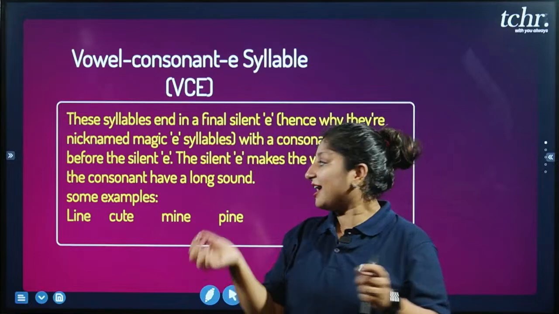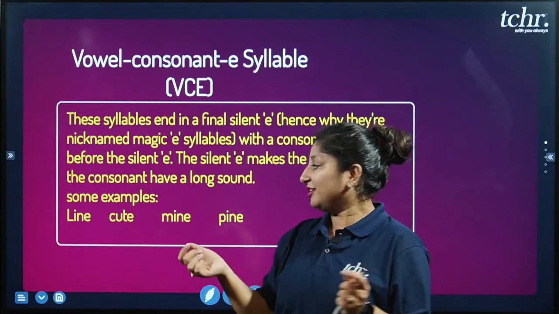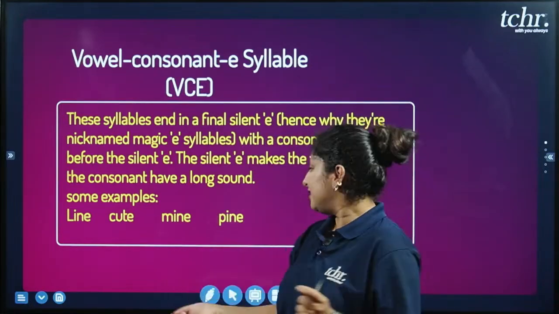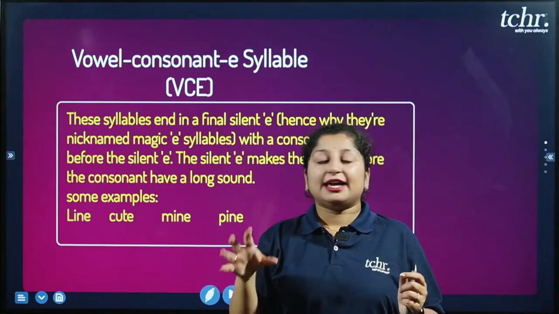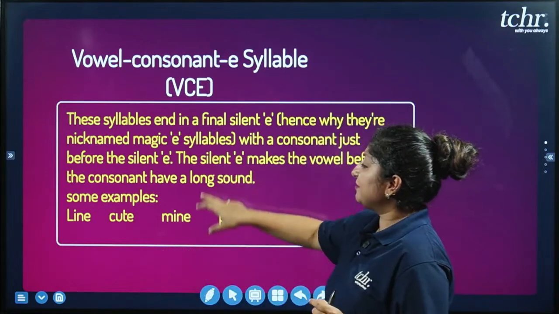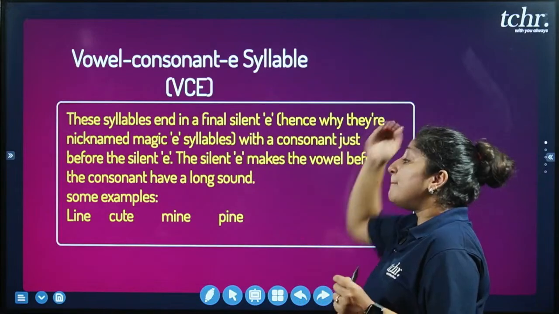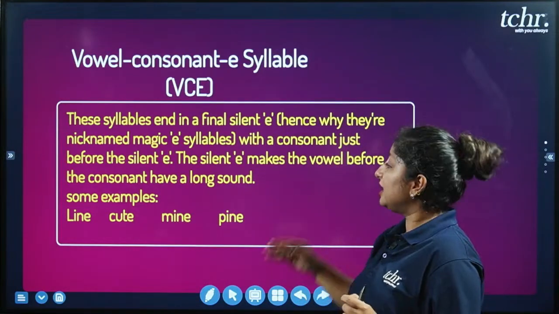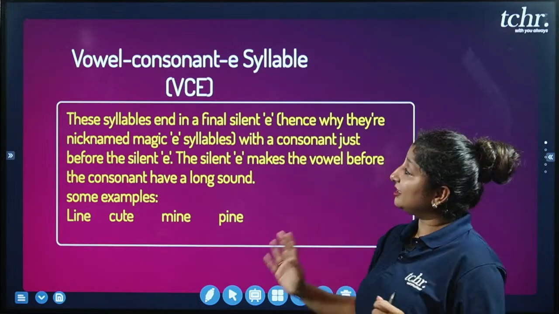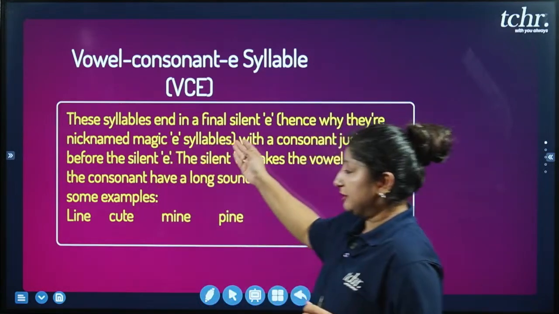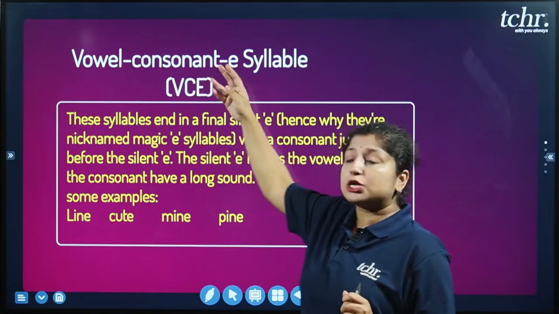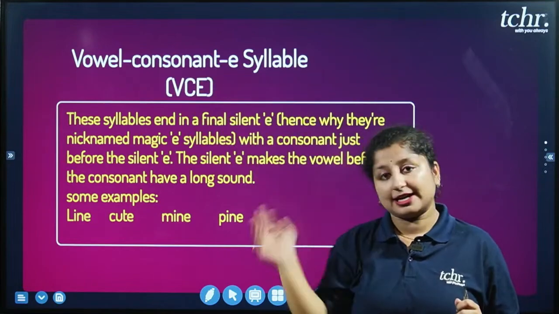Line, cute, mine, pine. ಇಲ್ಲಿ ಏನಾಗ್ತಾ ಇದೆ ಅಂತ ಹೇಳಿದ್ರೆ, the silent E makes the vowel before the consonant have a long sound. ಅದನ್ನ ನಾವು magic E syllable ಅಂತ ಕೂಡ ಕರಿತೀವಿ, vowel consonant E syllable ಅಂತ ಕೂಡ ಕರಿತೀವಿ.